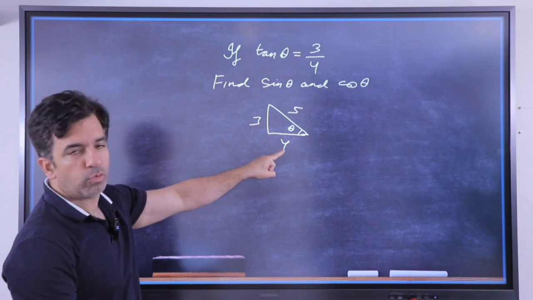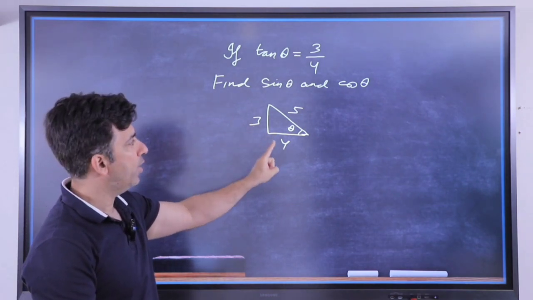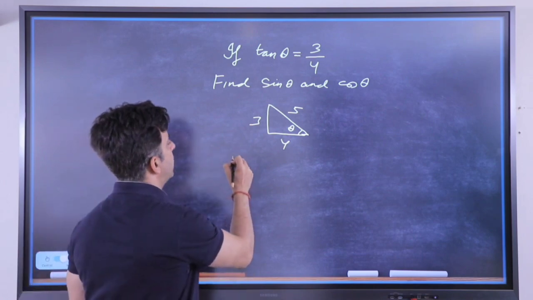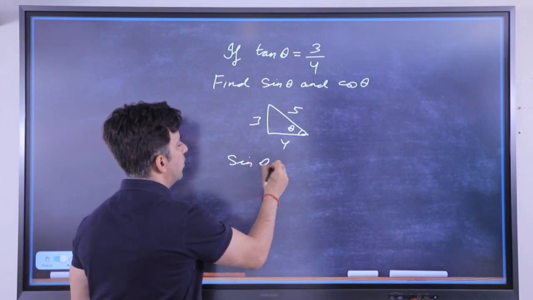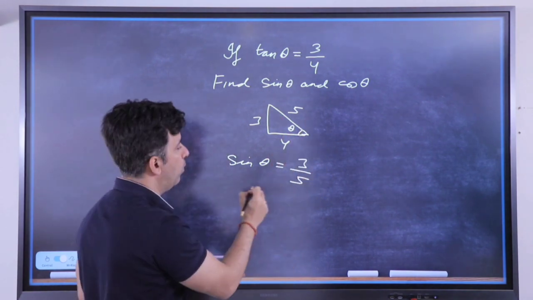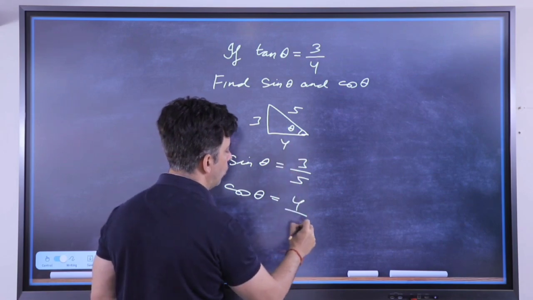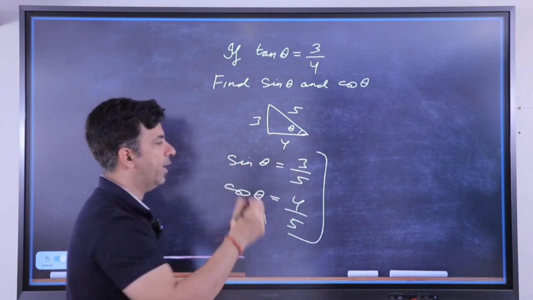Simply 3 square plus 4 square, which is 9 plus 16, that is 25, and square root of 25 is 5. Now sine theta is simple, which is perpendicular upon hypotenuse, which in this case is 3 upon 5, and cos theta is base upon hypotenuse, that is 4 upon 5. This is the final answer.